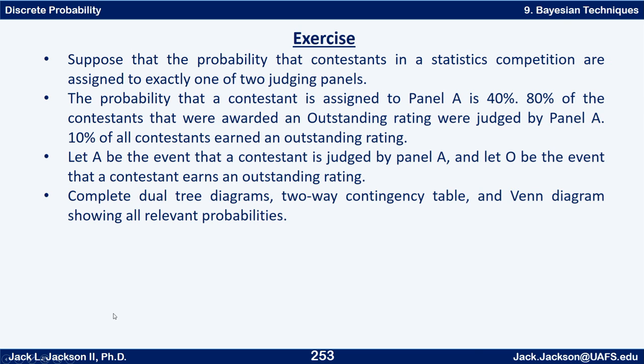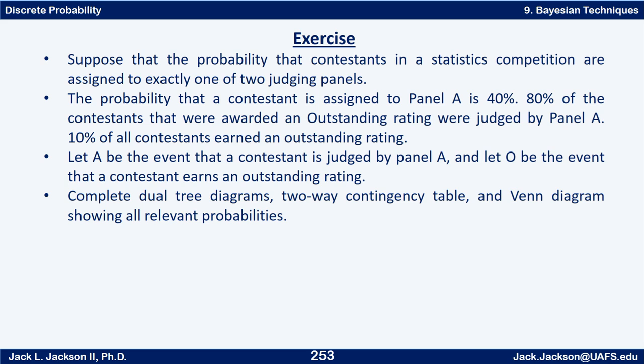Okay, so here I've got another exercise for you. It works very similar to the last one. In fact, it's extremely similar. It's just changing the numbers. But I want you to practice a little bit. So suppose contestants in a statistics competition are assigned to exactly one of two judging panels. The probability that a contestant is assigned to panel A is 40%. 80% of the contestants that were awarded an outstanding rating were judged by panel A. And 10% of all contestants earned an outstanding rating.